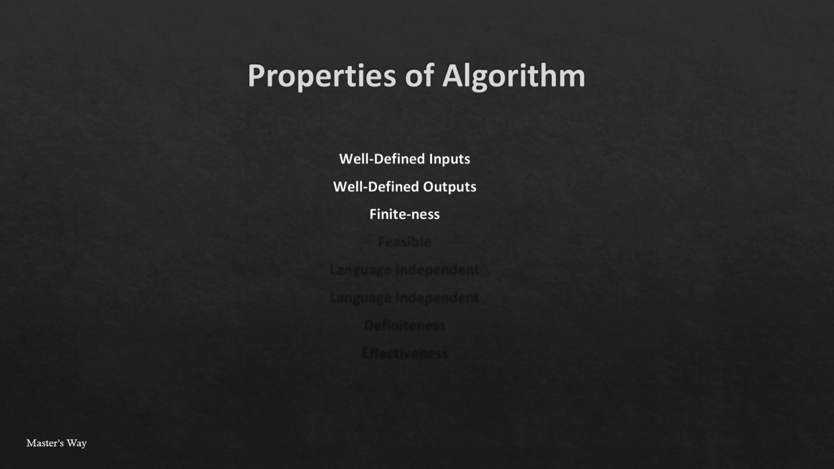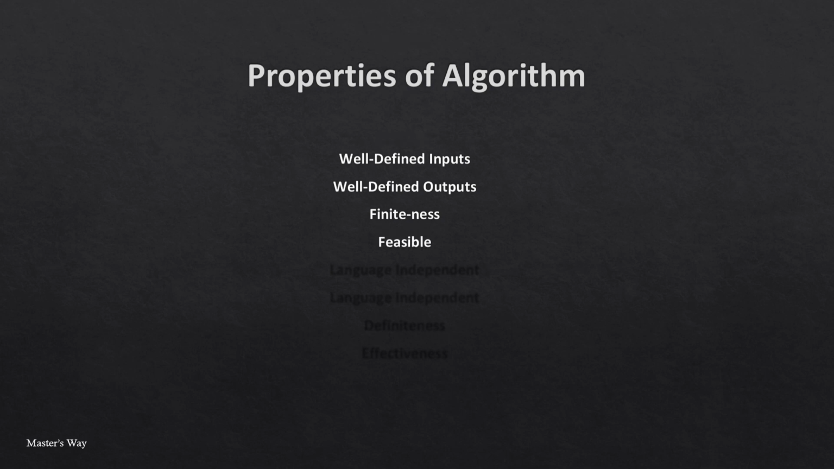And the next one is feasible. This is one of the properties of algorithm. The algorithm must be simple, generic, and practical, such that it can be executed with available resources. It must not contain some future technology or anything. It should be very simple and flexible, or feasible.